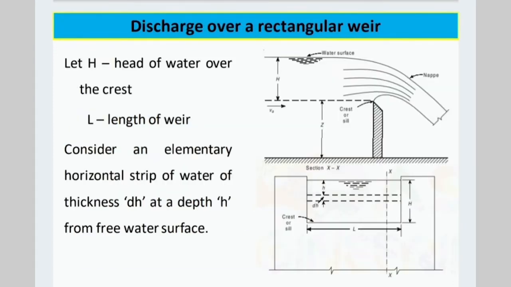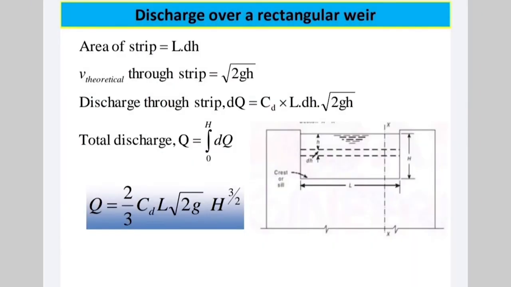Discharge over a rectangular weir. Here, a rectangular weir carrying water is shown in the figure. Let H be the head of water over the crest and L be the length of weir. Now consider an elementary horizontal strip of water of thickness dH at a depth h from the free water surface. Let area of the strip equal to L into dH. Velocity through the strip is root of 2gh.